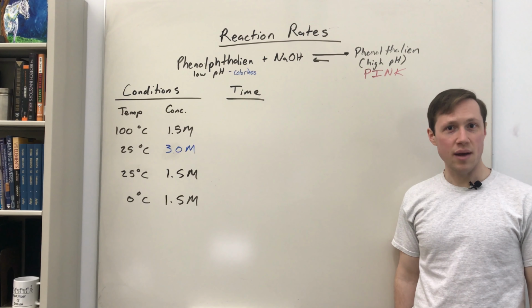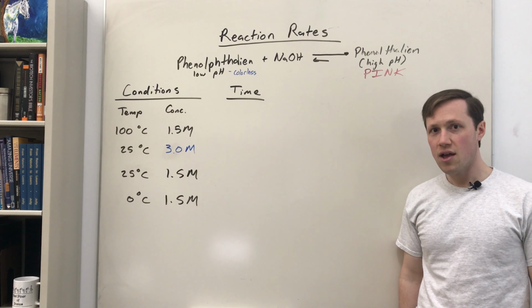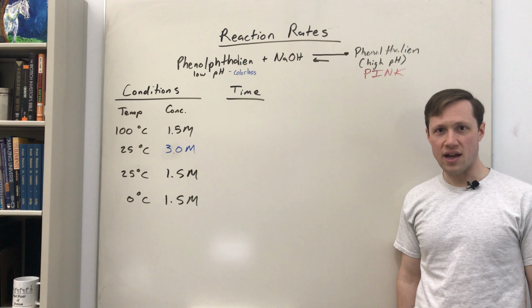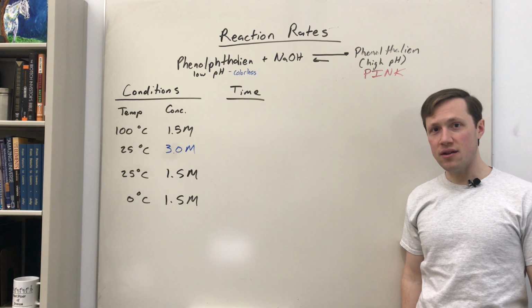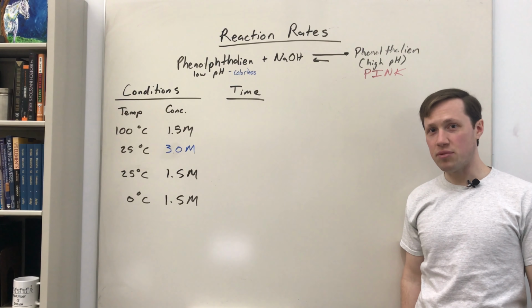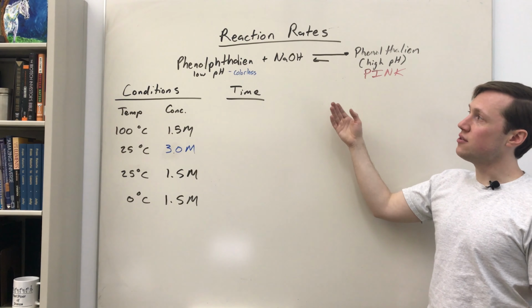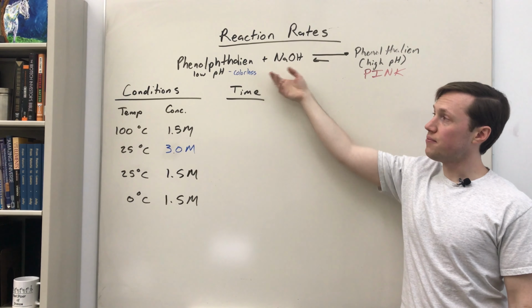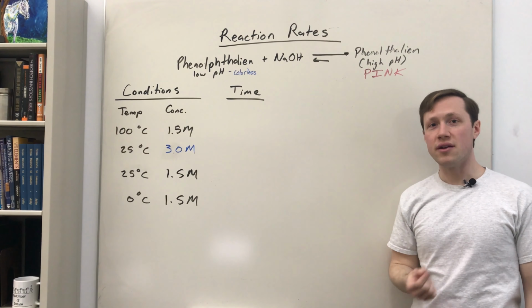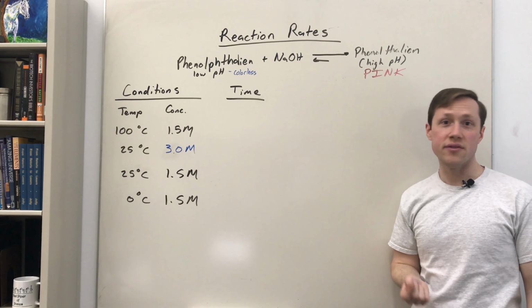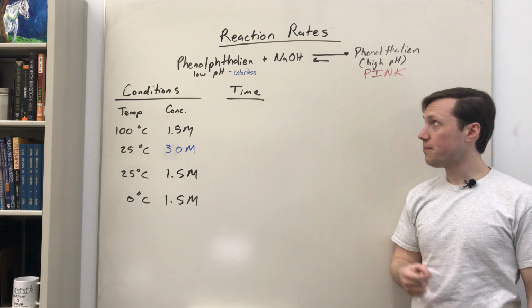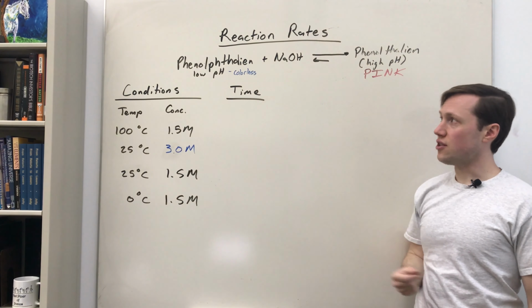Now that we've reached Chapter 10, Reaction Pathways, we're finally ready to tackle reaction rate. To do that, I want to discuss an example problem. In this case, we're talking about the addition of phenolphthalein, a common indicator that you might have used in lab as part of an acid-base titration, to sodium hydroxide.